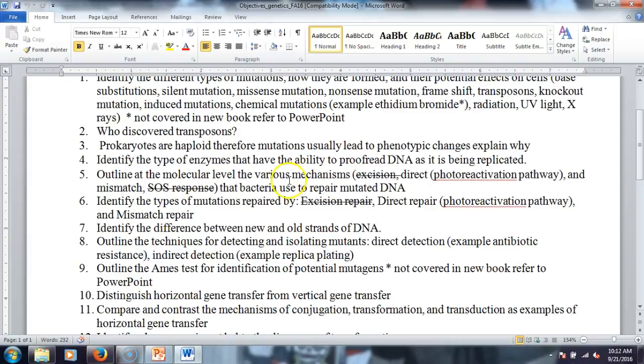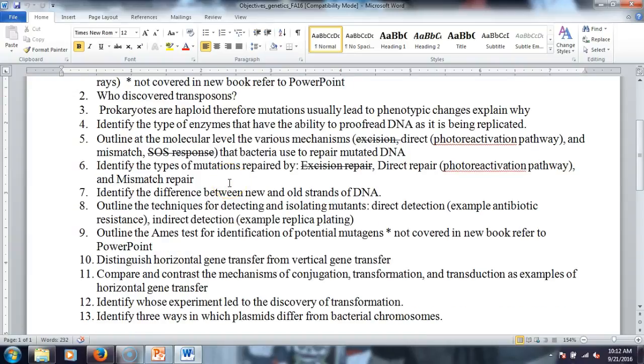So we have started to look, we haven't looked at these mutations yet, repair yet. We started to talk about it. And then, okay, this is in the next lecture. I forgot to put this in this one. Okay, so this will be in the new PowerPoint.